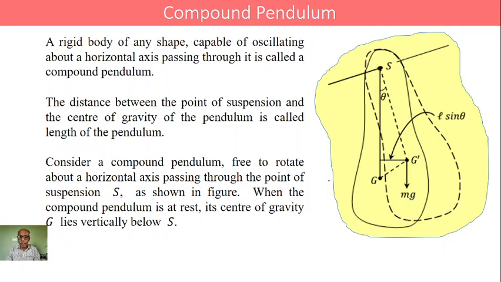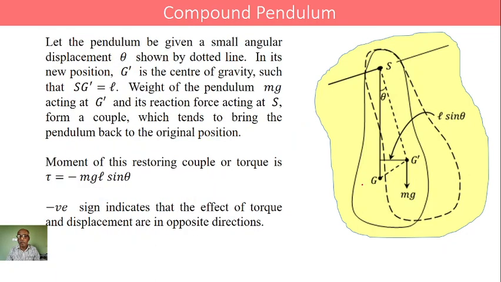If the body is in equilibrium position, in the sense that the body is not oscillating and is at rest, then the center of mass, otherwise known as the center of gravity of this irregular body, will be G, capital G, that lies exactly below point S. Let the distance between G and S be L.